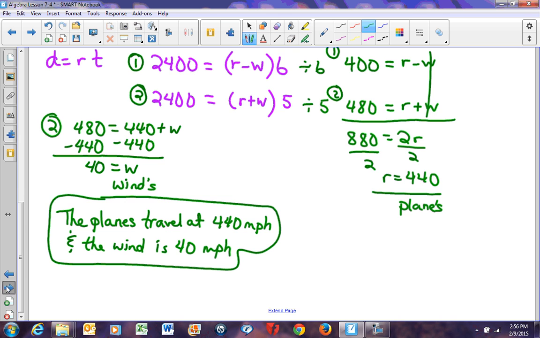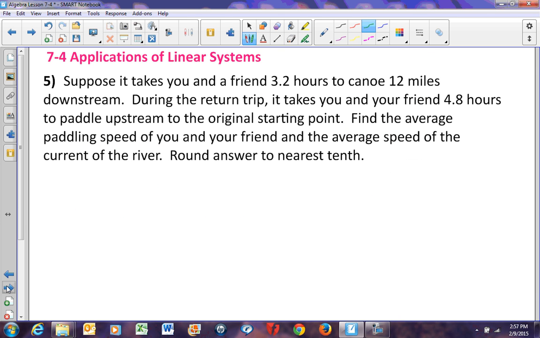All right, last question. Suppose it takes you and a friend 3.2 hours to commute 12 miles downstream. During the return trip, it takes you and your friend 4.8 hours to paddle upstream to the original starting point. Find the average paddling speed of you and your friend and the average speed of the current of the river. And round your answers to the nearest 10. Okay, so we're going downstream, we're going upstream. The first one talks about downstream, so we'll talk about down first, and then we'll talk about up.